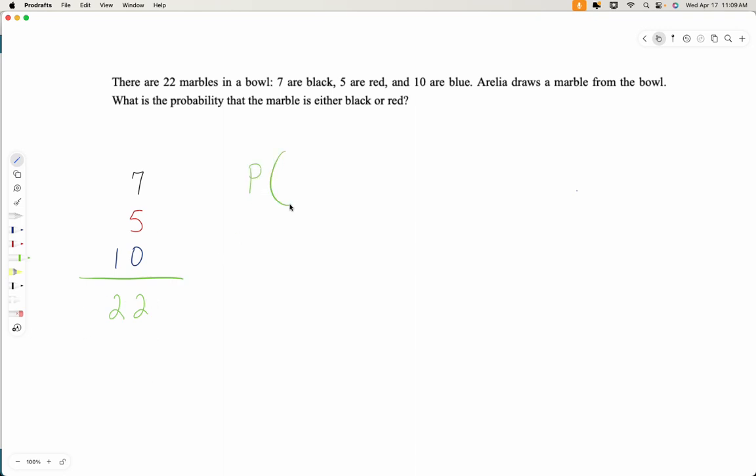So the probability that it's either black or red. So we have to add the black and the red together. So that's going to be 12. That would be 12 out of 22 chances. We want it to be one of these. So you're just adding the 2 together that it could be, putting it over your total. That's all you're doing. Now this can be reduced. This is 2 times 11. This is 2 times 6. So we divide both sides by 2. We get 6 over 11. And that would be your answer. All right, let's look at the next one.